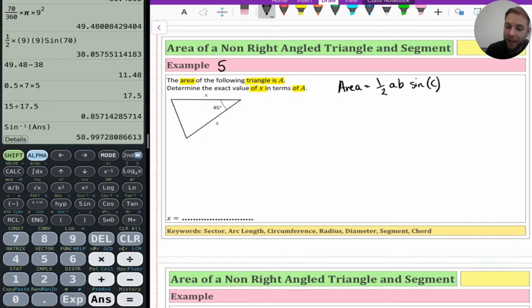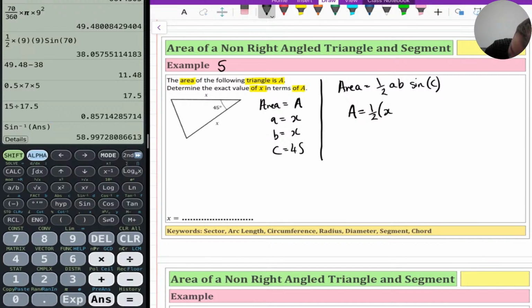So I'm going to substitute in all the things I know. Now, I'm just going to write them down to make it really clear. I know that my area, they've given it as A there. It doesn't matter which one's a and b, but we're going to say that a is x, which is the top one, and b is the bottom one, which is x, and C, which is my theta, which is 45. So let's sub all of that in. So this is going to be A is equal to a half times x times x times sine of 45.